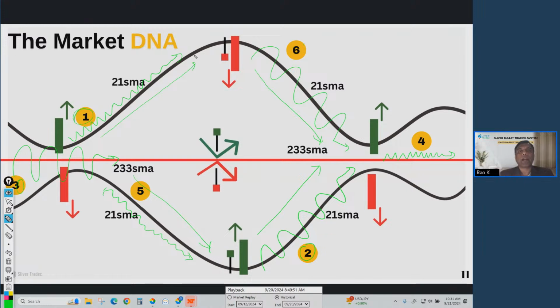Now, one could ask, how do I know that the market has gone up enough and it's now time for it to go down? Or how can I know that the market has gone down enough, it's time to go up now? Or is it going to continue going down instead of going back up to the 233 SMA? How would you know that?